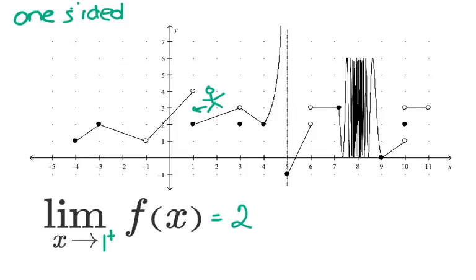So if I start on the right side and walk towards x equals 1, what's the point I'm walking towards? A lot of people say, can I just look at it as the point that I'm going towards? Absolutely.